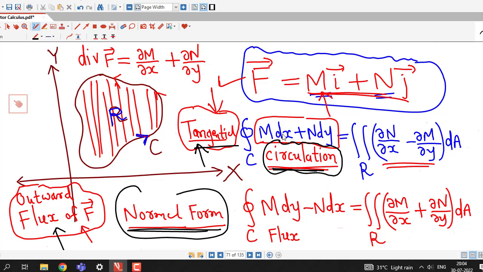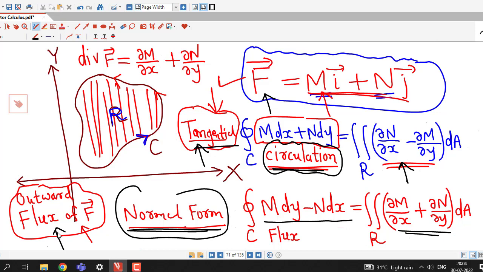For circulation form, we will consider M dx plus N dy, and here we will consider del N by del x minus del M by del y. For outward flux or for normal form, we will remember this M dy minus N dx, and this is equal to divergence of given vector field f bar. So remember these two forms of Green's theorem.